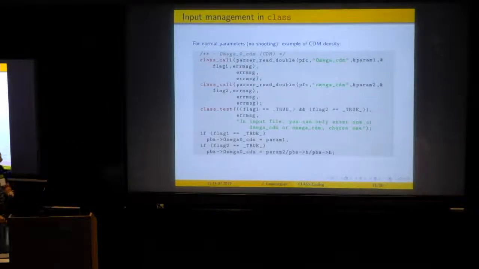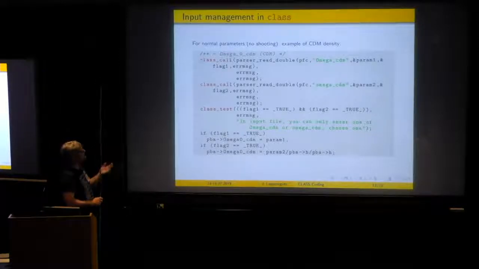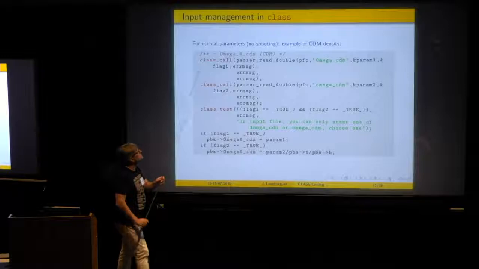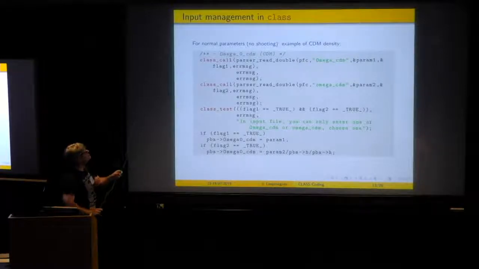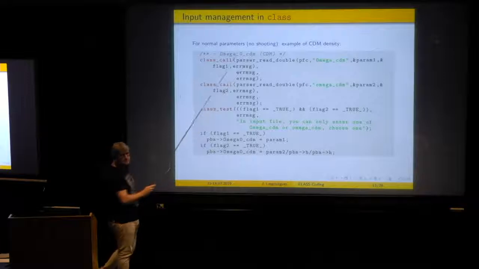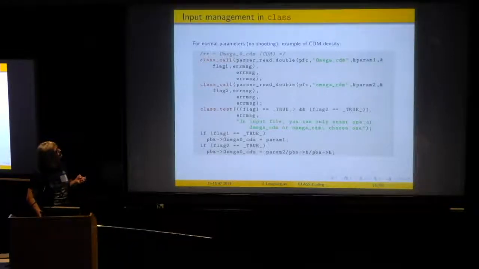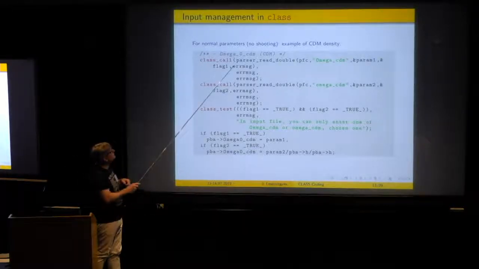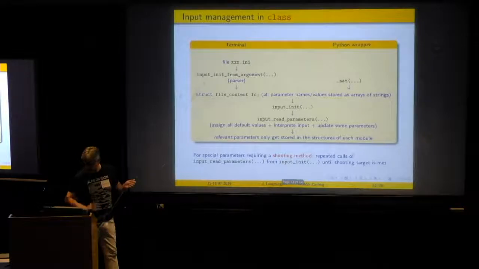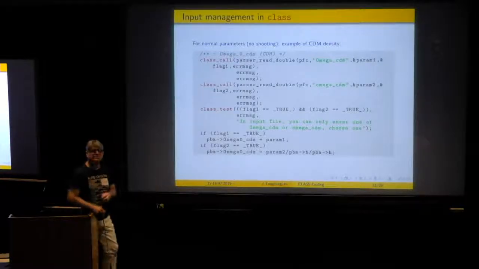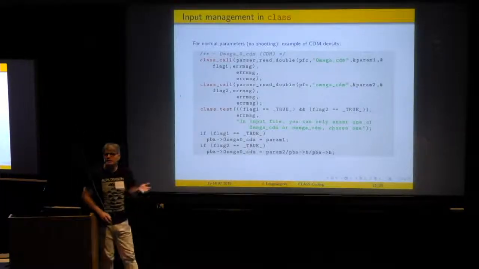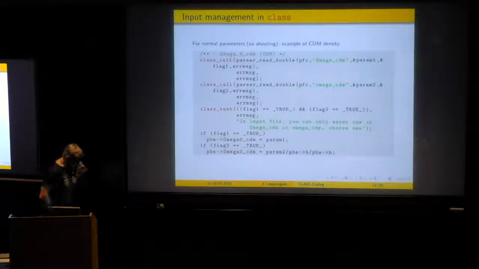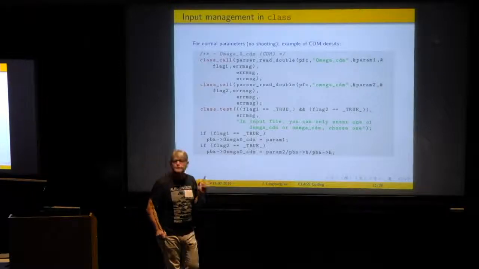Now let us look at how the code deals with a normal parameter when there is no required shooting method. I take the example of the dark matter density. The goal at the end is to assign the value of the parameter omega_0 of CDM. This is needed by the background structure. We arrive here, we are in a line of the function, so this is inside the function input_read_parameters. Before arriving to this, omega_0 CDM has been assigned a default value, which is not 0, because this is a lambda CDM parameter. So the default value is from Planck. Okay.